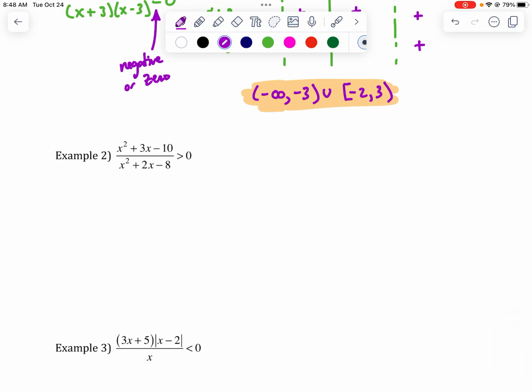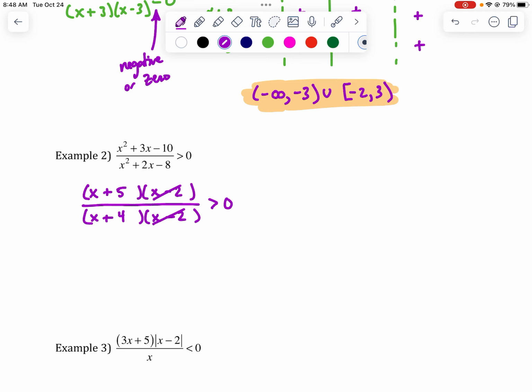So again, we always have to factor it first, or find out what makes it 0 if it doesn't factor. All right, so the numerator here would factor to what? x plus 5, x minus 2, and the denominator is going to be x plus 4 and x minus 2. So notice that x minus 2 actually cancels out here, right?